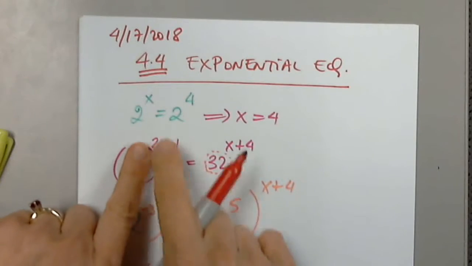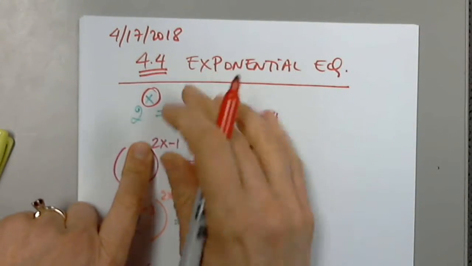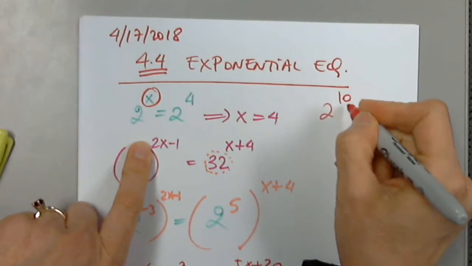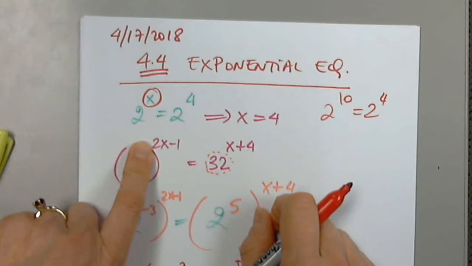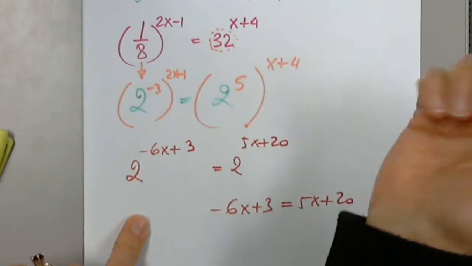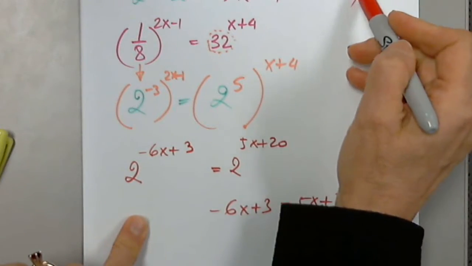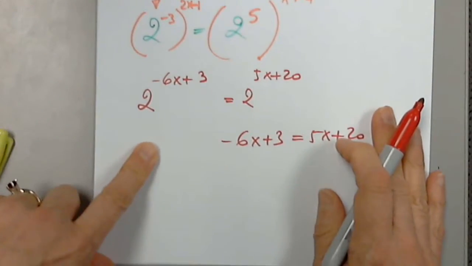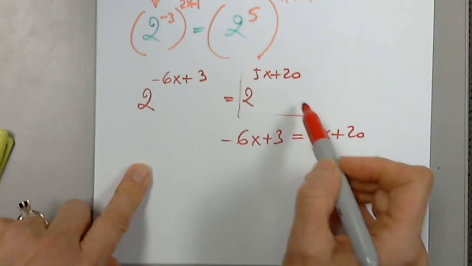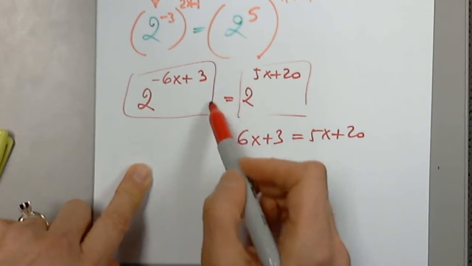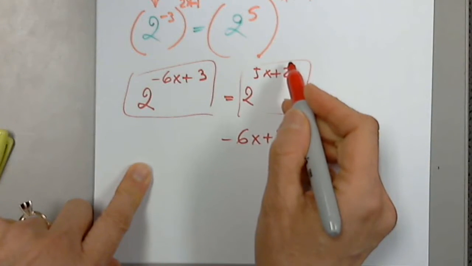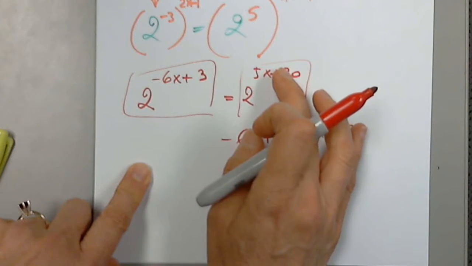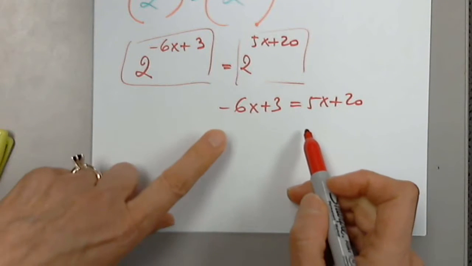So, let's come back here. If this is not 4, so let's say it's 10, will I have this true? No. It's not going to work because 2 to the 10th does not equal 2 to the 4th. So if this side equals this side, and they have the same base, this cannot be 5 and this 10. They have to be the same. So now, where we're at is that we have to solve for x.